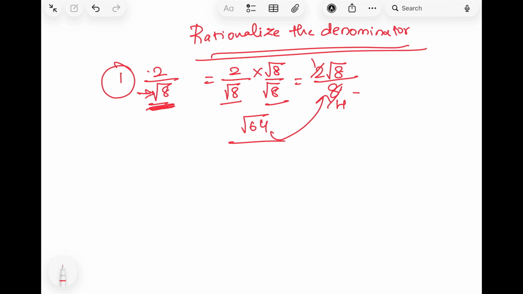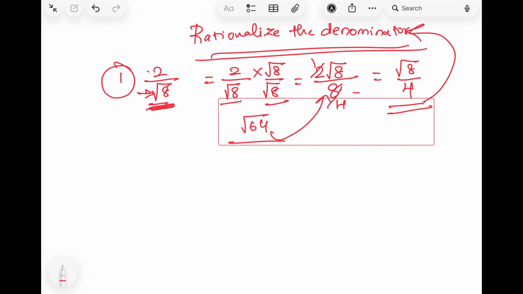Now can you simplify any further? Yes, 2 1s are 2, 2 4s are 8. So this is root 8 upon 4. Now can you see we have rationalized the denominator. That denominator is a rational number now. Okay, so this is how you rationalize the denominator.